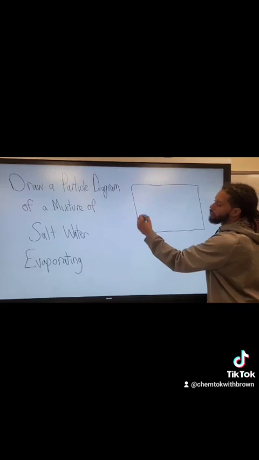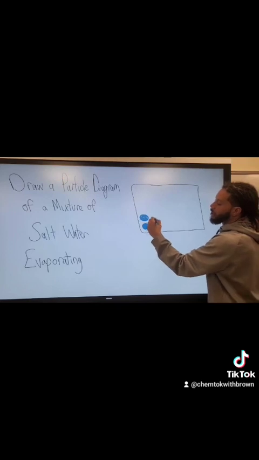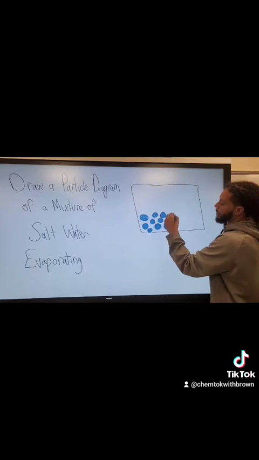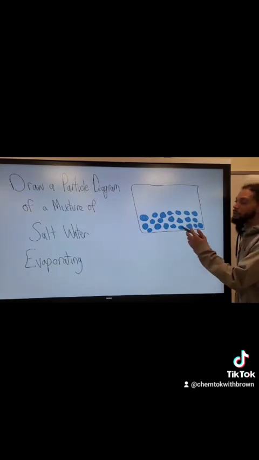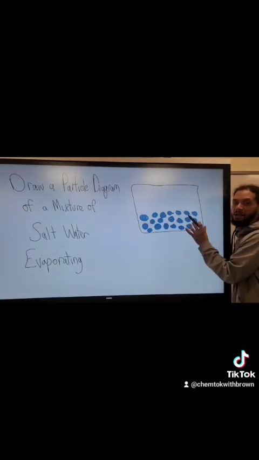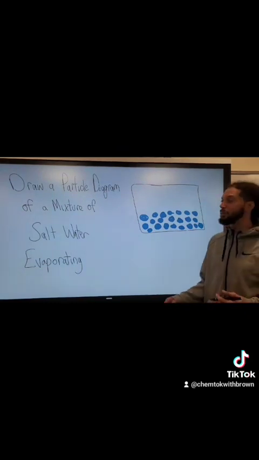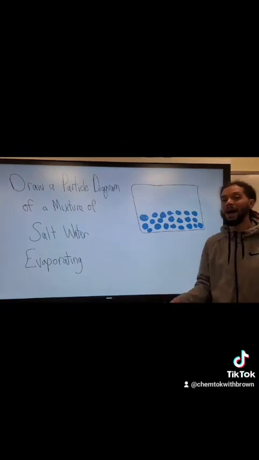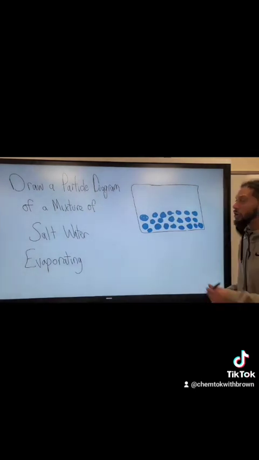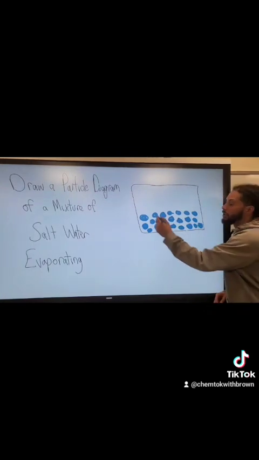So all of my particles, I'm going to make them blue, are going to be down at the bottom of the container. And they are also going to be spaced apart to represent the spacing of these liquid particles. I have all of my water particles at the bottom of the box to represent them being a liquid. Now I'm going to make it a mixture by adding the salt. And for it to be a salt water mixture, I know it's homogeneous. I cannot see the salt in the water, so the salt particles are going to be randomly distributed throughout the water particles.